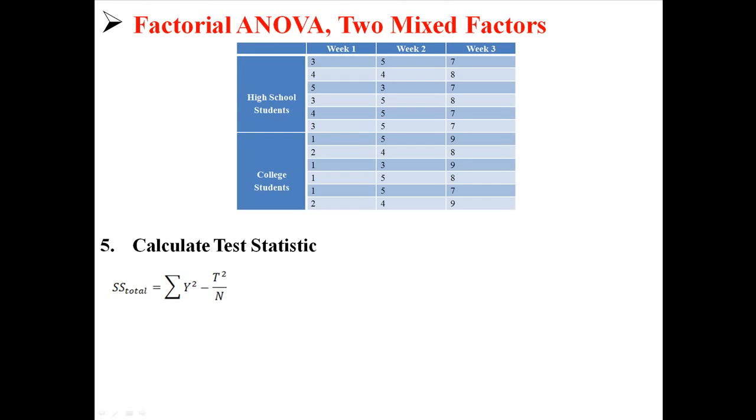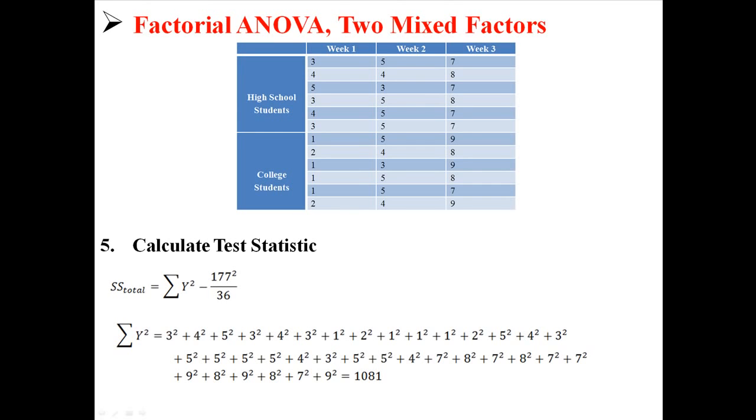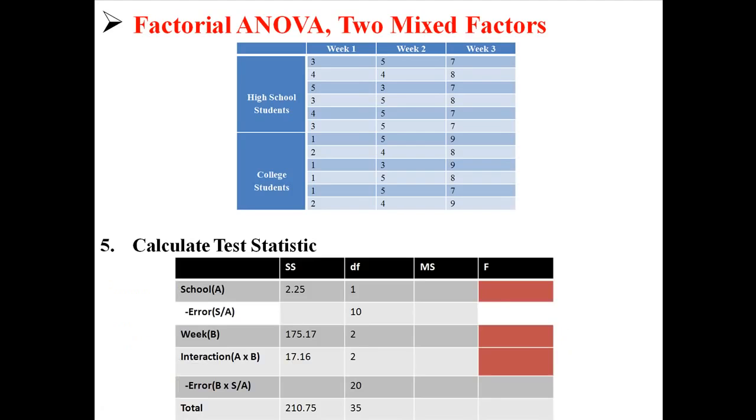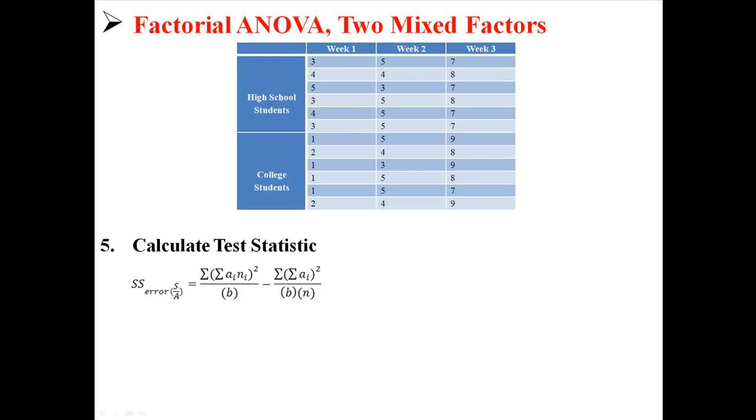Now we're going to do sum of squares total. We already know the second part, so that's easy. And we just need to find the sum of all y squared. So you're going to take each individual score, square it, and then add them together. When I do that, I get 1081. So I put that in the equation, and I find a sum of squares total of 210.75. So those are 4 sum of squares. We just need the sum of squares for the 2 error terms now, and then after that, we're almost done.